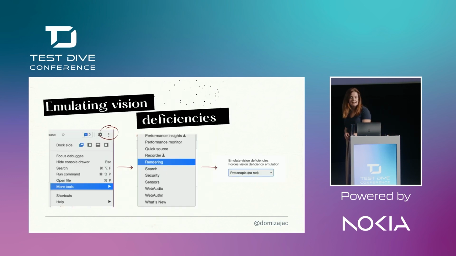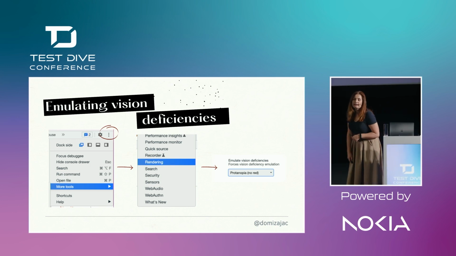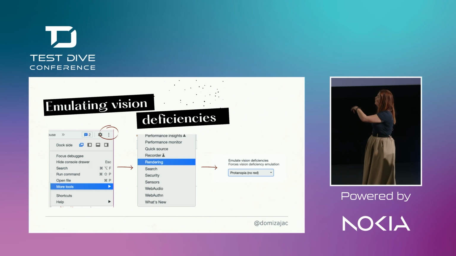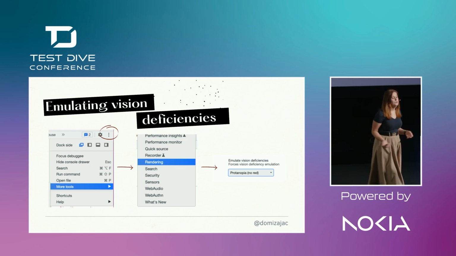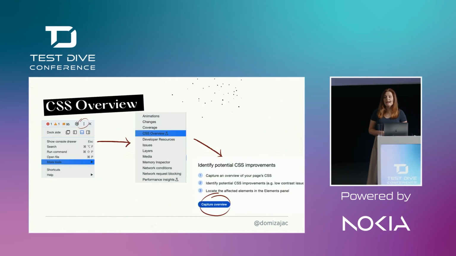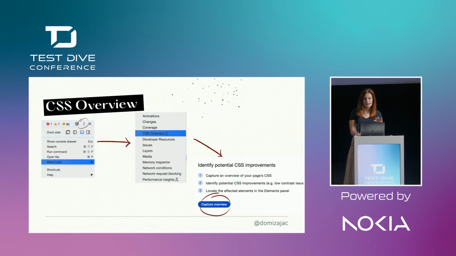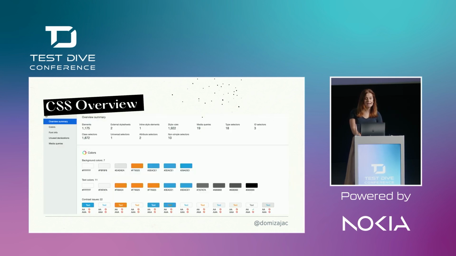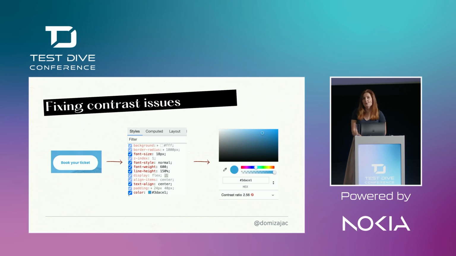So, if you haven't seen what I did, firstly, I emulated different vision deficiencies. If you want to do that on your site, you can just perform those steps. I created a CSS overview, where I saw all colors and media queries and info about styles on my web page. And here's the report from the CSS overview. Also, if you want to fix a contrast issue, you can just click on this element, go into the Styles tab, and automatically find a new color as close to the original one as possible.